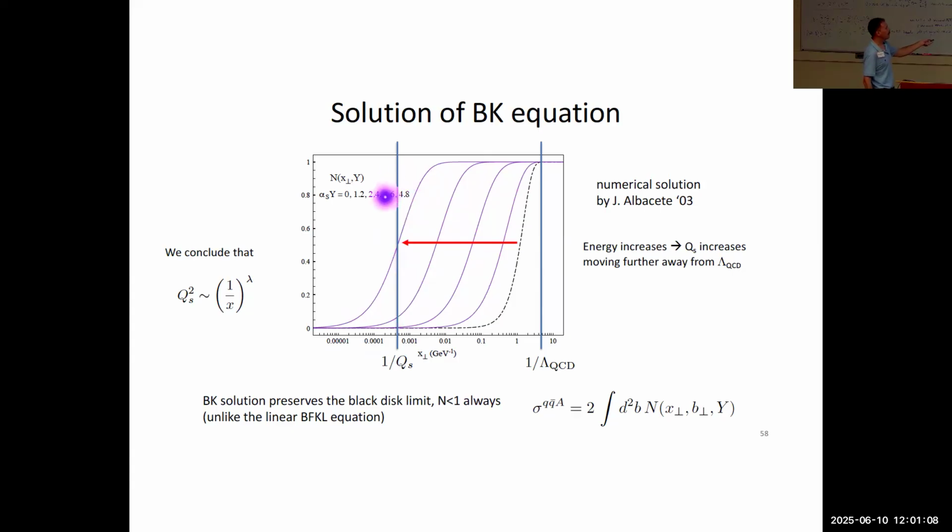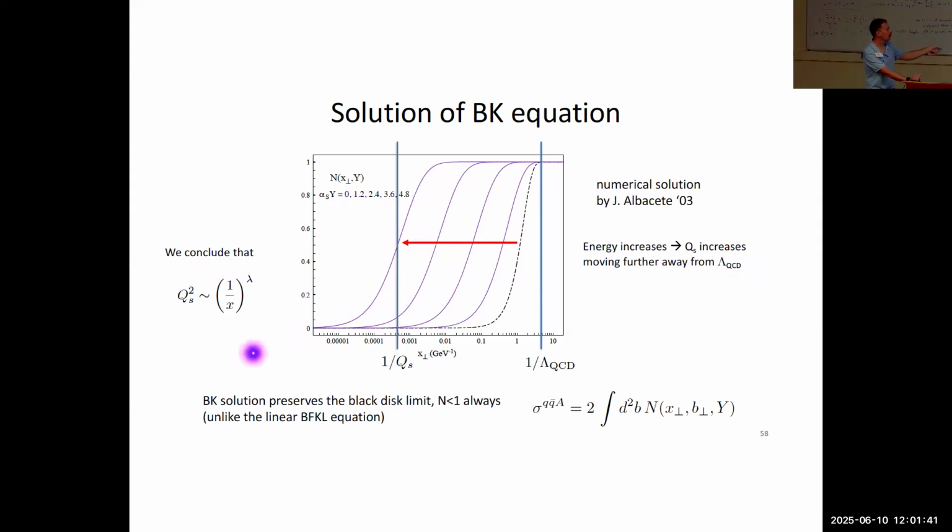So it means several things. One thing you can see is that the curve actually stays below 1, right? It approaches 1 asymptotically. We don't violate the black disk limit, unitarity is restored. The other thing you see is that the turnover point, turnover from growth to saturation, is 1 over saturation scale. And as rapidity increases, 1 over Q_S decreases, right? It moves to the left. That means the saturation scale is actually increasing with energy or with rapidity.